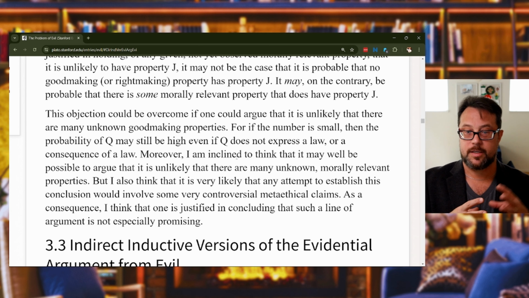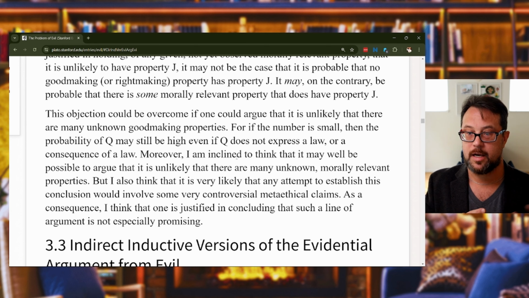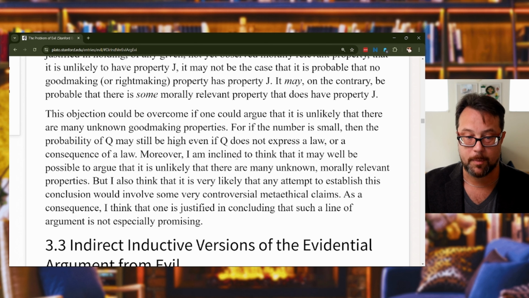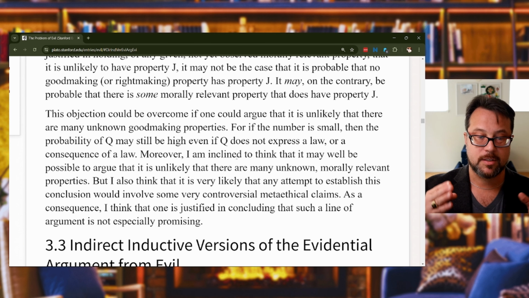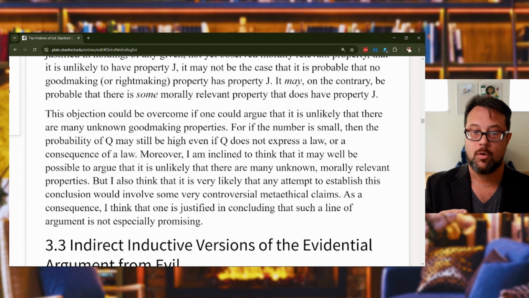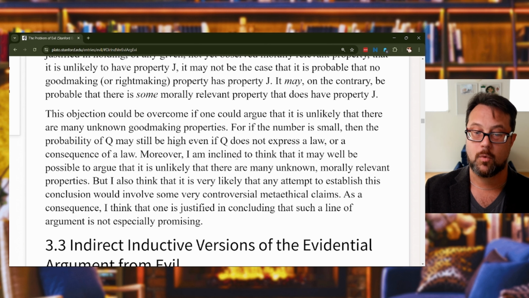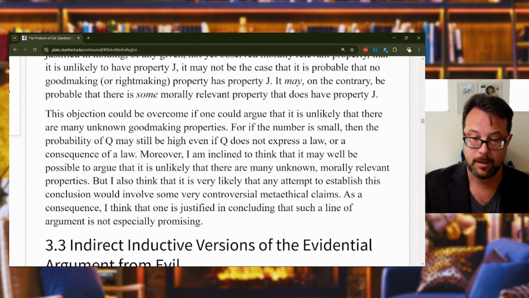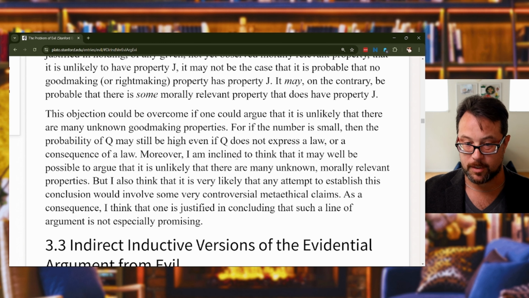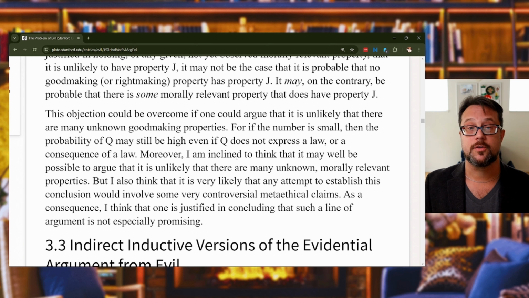So we could overcome that if we just say there are not many unknown good-making properties, right? I'm inclined to think, he says, that it may well be possible to argue that it's unlikely that there are many unknown morally relevant properties, but I also think that it's very likely that any attempt to establish this conclusion would involve some very controversial metaethical claims. As a consequence, I think that one is justified in concluding that such a line of argument is not especially promising. So, this is where Tooley leaves us.